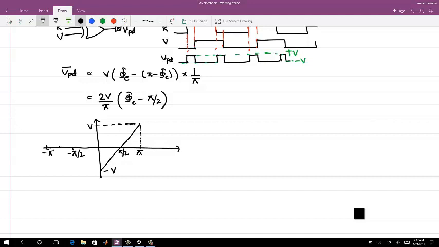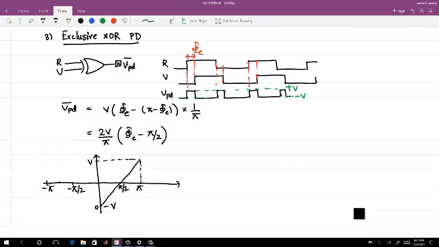So let me just work this out. You see that the gain of this phase error detector is linear in the range 0 to pi. As such, I can shift it and always say minus pi by 2 to pi by 2. And what is the gain of the phase error detector? KPD is the average of VPD by d phase error, which is 2 by 2V by pi.